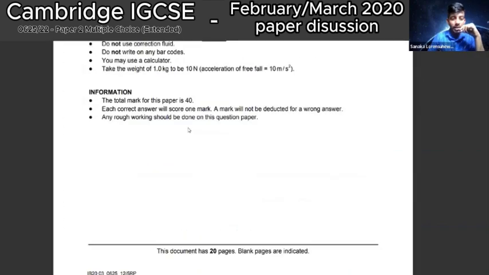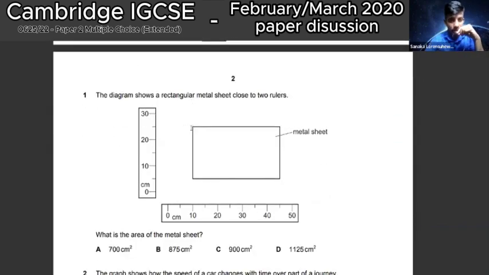Let's discuss one by one. The first question asks that the diagram shows a rectangular metal sheet close to two rules. This is a rectangular metal sheet, and these are the two rules. This is the vertical rule and this one is the horizontal rule. What is the area of the metal sheet?